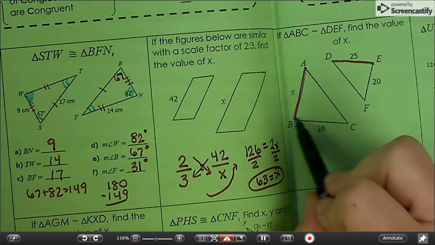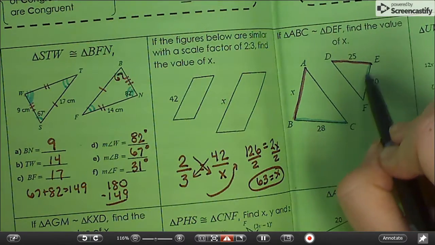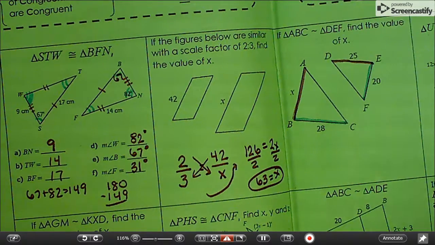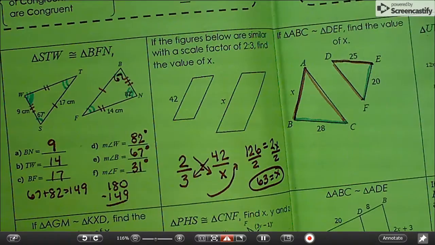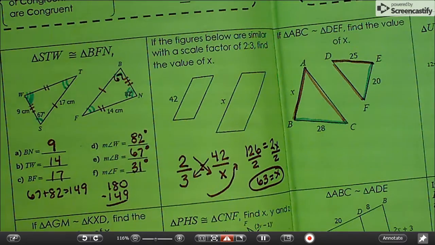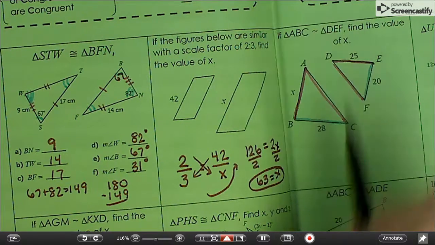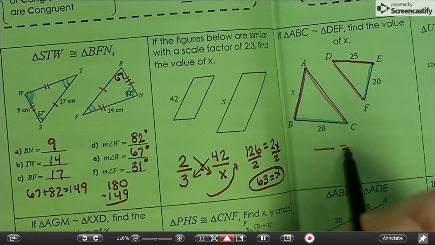BC corresponds with EF. And AC corresponds with DF. Okay, so we need to set up a proportion. So as soon as you see that and you know you're solving, you should set up a proportion.